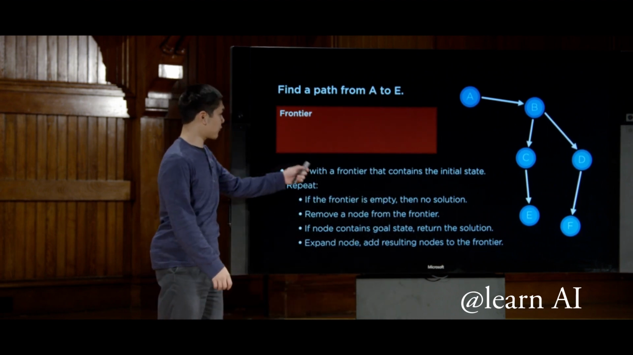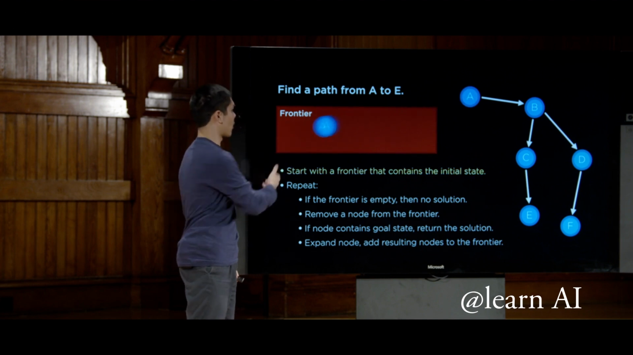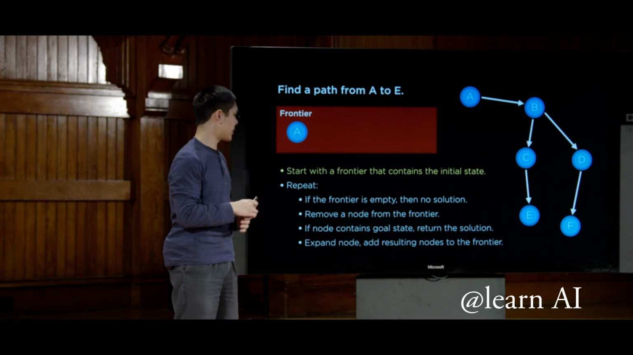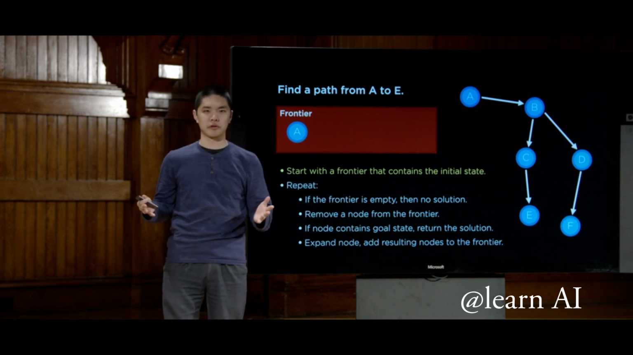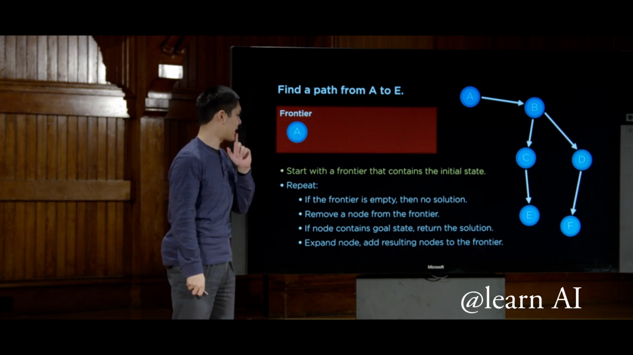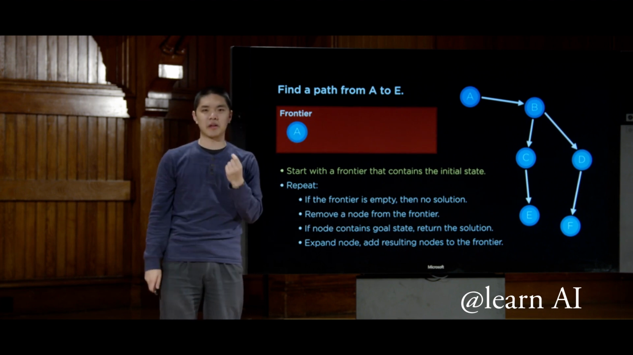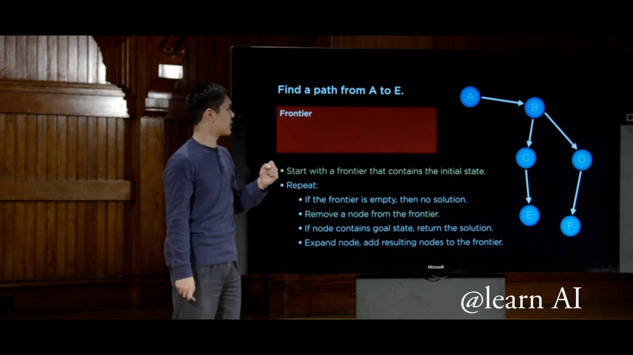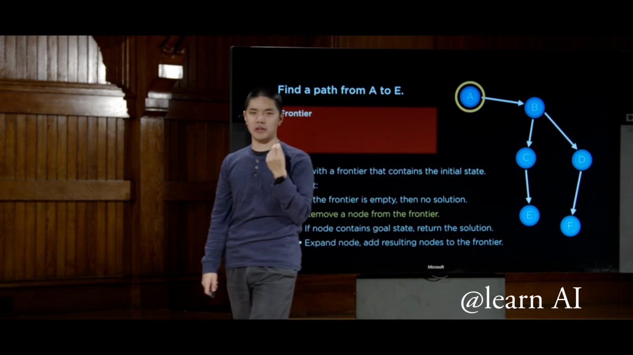Well, we're going to start with a frontier that contains the initial state. This is going to represent our frontier. So our frontier initially will just contain A, that initial state where we're going to begin. And now we'll repeat this process. If the frontier is empty, no solution. That's not a problem, because the frontier is not empty. So we'll remove a node from the frontier as the one to consider next. There's only one node in the frontier, so we'll go ahead and remove it from the frontier. But now A, this initial node, this is the node we're currently considering.